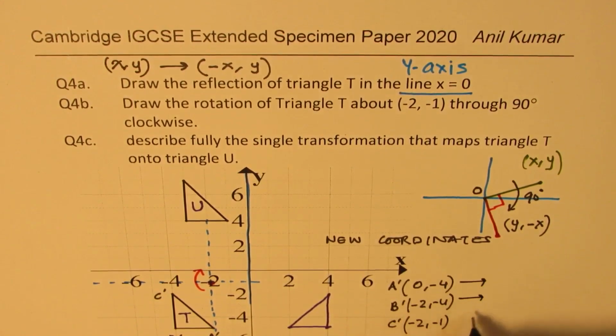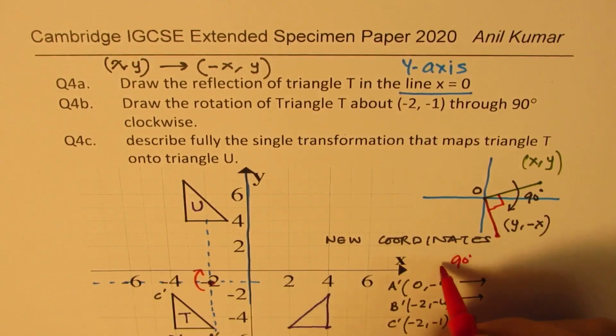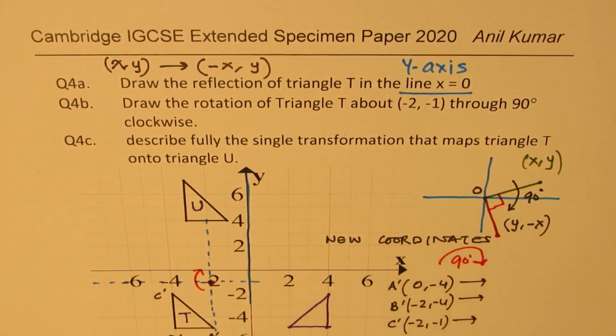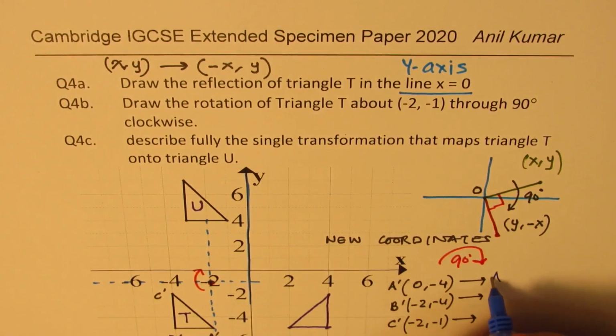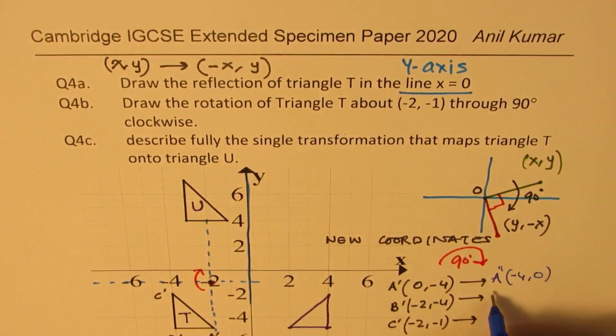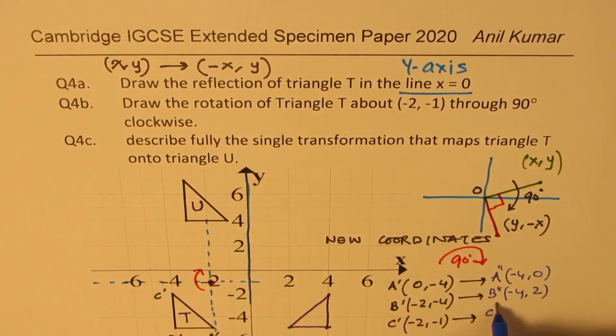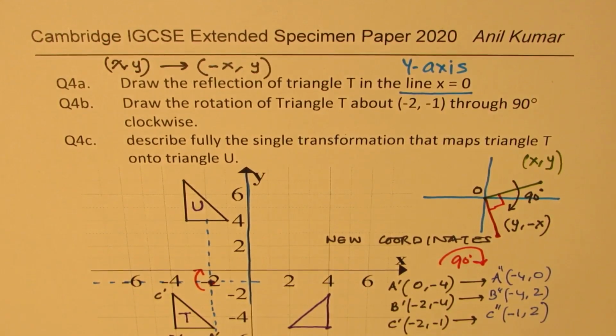Now after the rotation, which is 90 degrees clockwise, correct? What happens? These points, so we say A double dash will be, they will swap. So we get minus 4, 0. As far as B is concerned, we get minus 4 and this 2 becomes positive, right? For C double dash, the image will be at minus 1 and 2. So those are the new points for us, correct? Let's plot these points now and get our answer.